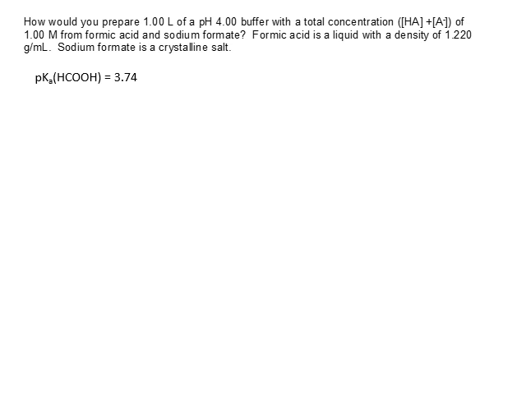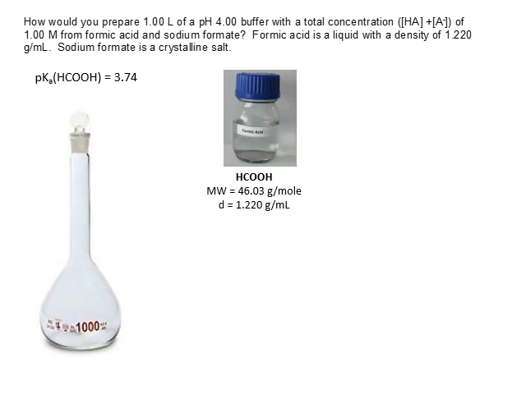First, remember that if you want to make a solution of known and precise concentrations, you need to use a volumetric flask. In this case, we need a 1 liter volumetric flask. The two components of our buffer are formic acid and sodium formate. The formic acid is provided as a pure liquid that has a density of 1.22 grams per milliliter. The molecular weight of formic acid is 46.03 grams per mole.